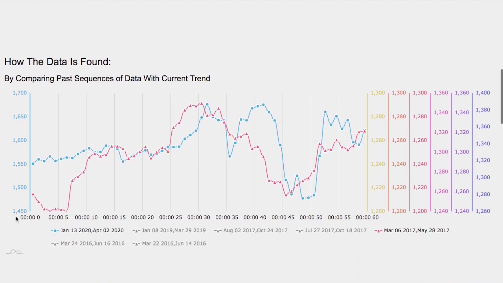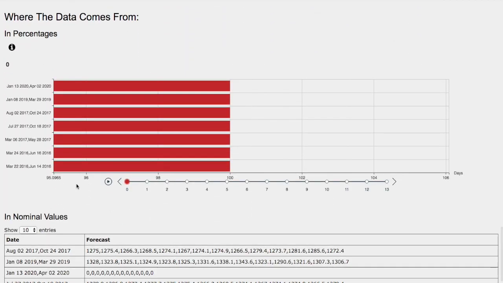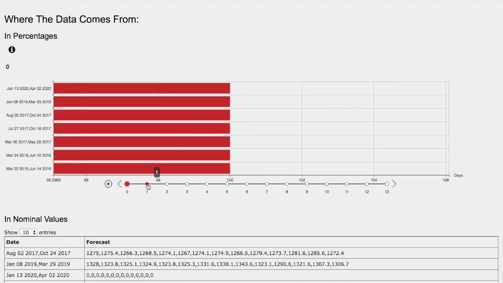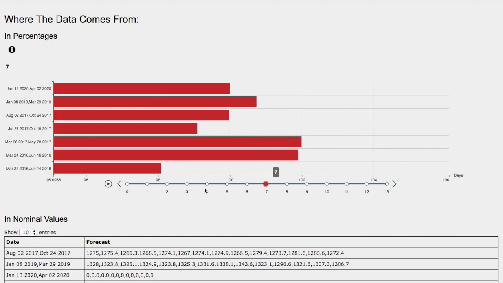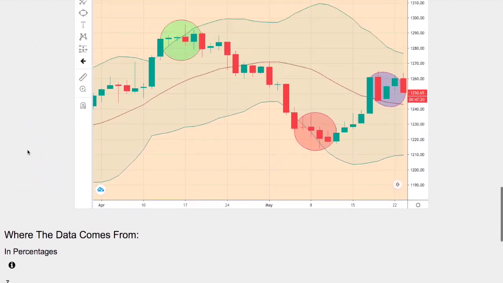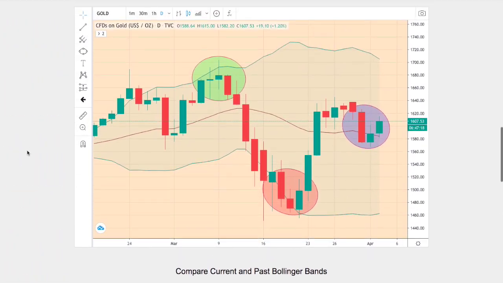So let's head back to the day-by-day forecast for gold miners, or I should say gold futures. And we have 1 day out, 2 days out, 3 days out, 4 days out, 5 days out, 6 days out, and 7 days out. So which one of these models should we focus on? Ideally, the model that is best matched to the current trend.